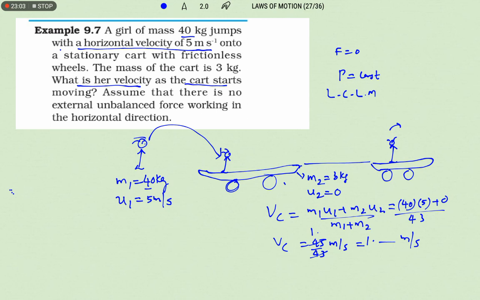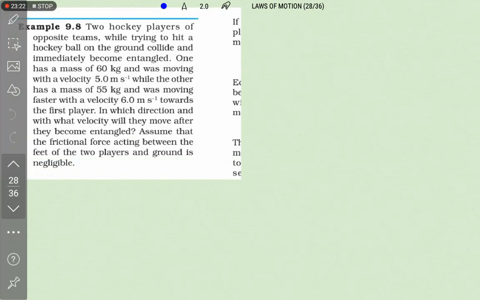because it is an example for a perfectly inelastic collision, because both are sticking together and they are moving with a common velocity. Let us see the next one.